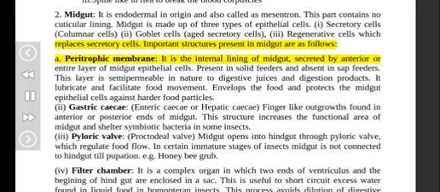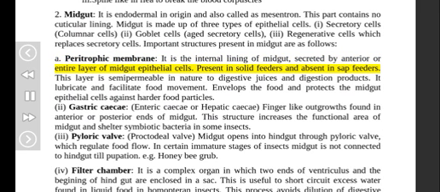A. Peritrophic membrane. It is the internal lining of the midgut, secreted by the anterior or entire layer of midgut epithelial cells. Present in solid feeders and absent in sap feeders. This layer is semi-permeable to digestive juices and digestion products. It lubricates and facilitates food movement. It envelops the food and protects the midgut epithelial cells against harder food particles.